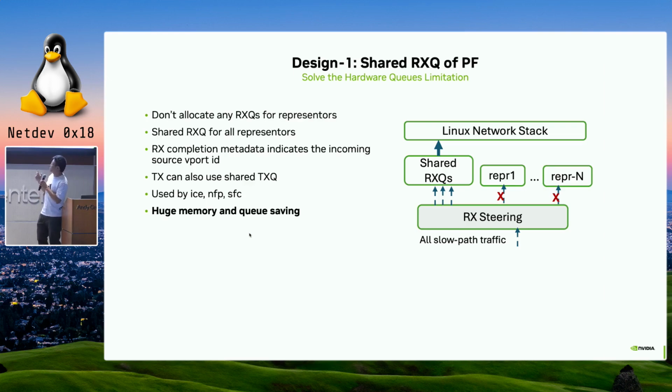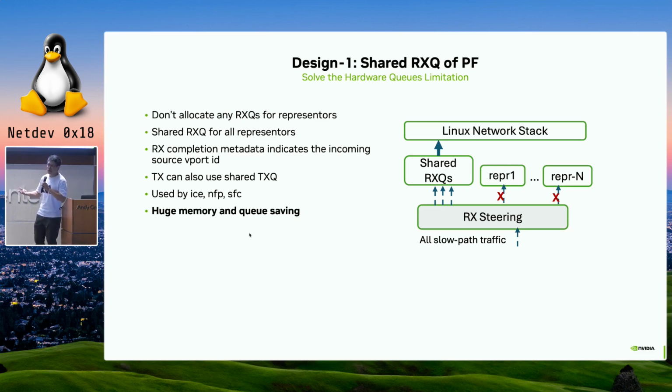So let's first talk about design 1. Design 1 says, because we don't have enough hardware queues, just don't allocate RxQ for the representors. In this figure, you see that a packet comes in, it should go to representor 1 or representor 2 port, right? But don't go there, because I want to save memory. There's no RxQ there. So redirect all the packets to a single shared RxQ, maybe on the PF or maybe on the uplink representor, so that it saves queues and it saves a lot of memory. And the same logic applies to the TX.